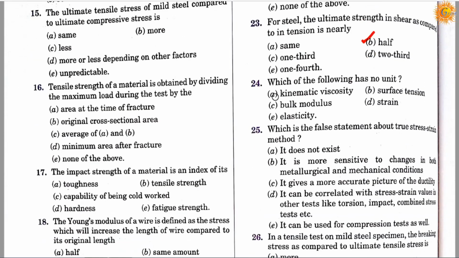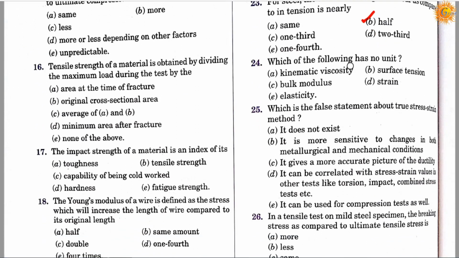Question number 24. Which of the following has no unit? Option A, kinematic viscosity; option B, surface tension; option C, bulk modulus; option D, strain; and option E, elasticity. Correct answer is D, it will be strain.